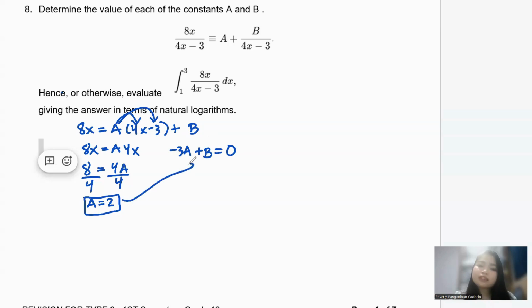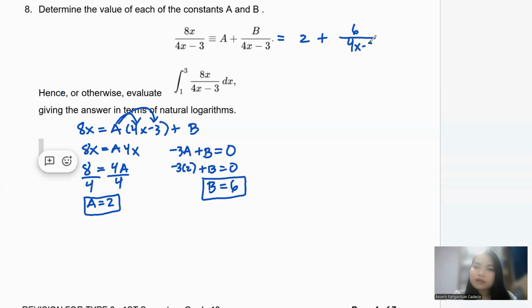Then you just put it here. Then that will be negative 6. But let me just put it there. B is equal to 0. So because you have negative 6 here, meaning to say your B is equal to positive 6. And that's very easy. Let me just write it here. So it will be 2 plus 6 over 4x minus 3, right?